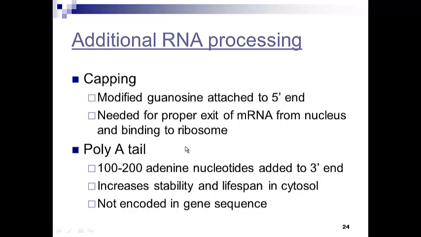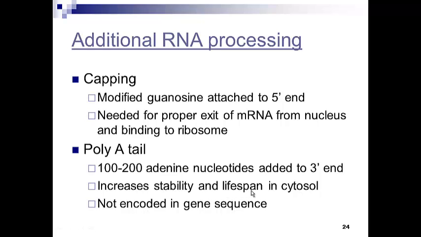We also have capping, and certainly there's a video you can watch on that. I'm not going to show you here in this lecture. Capping adds guanosine to the 5' end. It's involved in exporting mRNA from the nucleus, and it's also important in allowing the ribosome to know where to bind for proper translation. Poly A tail we talked about before, put 100, 200 adenine nucleotides at the end of the 3' end. It increases stability and half-life of that mRNA.